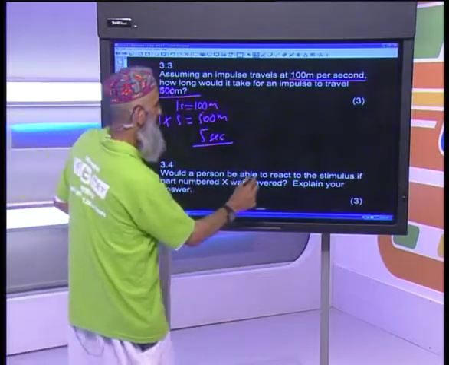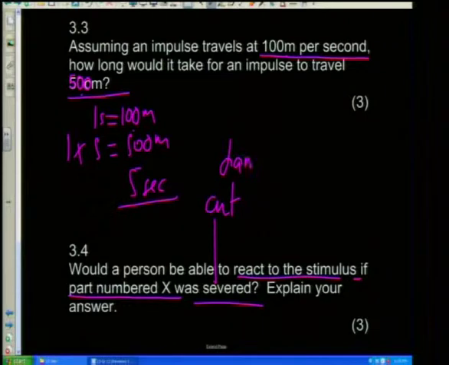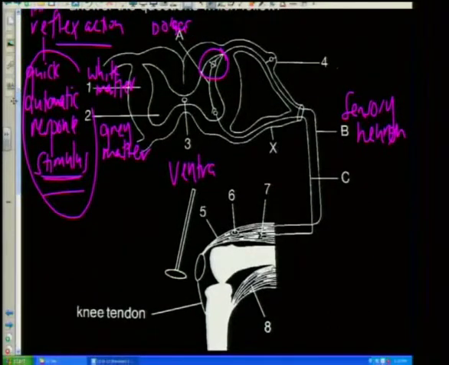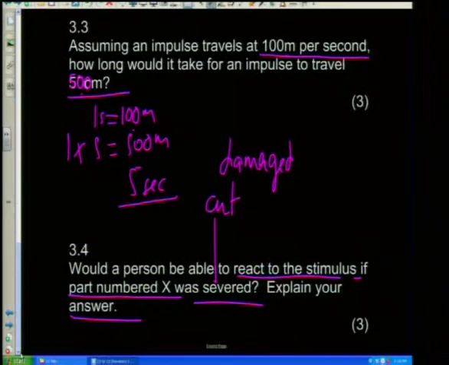Would a person be able to react to a stimulus if part numbered X was severed? Severed means broken, cut, damaged. The actual word is severed. Explain your answer. There's 3 marks to it. Now let's go back to the diagram. Where's X? X is referring to this area here. It should have been extended to this motor neuron there. The question is, would a person be able to react?